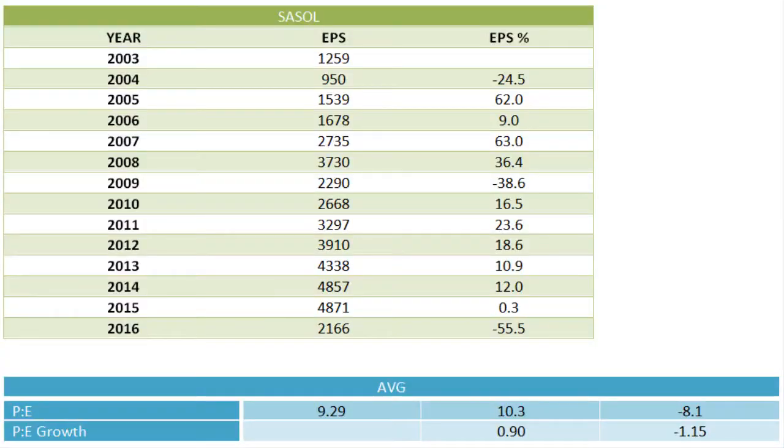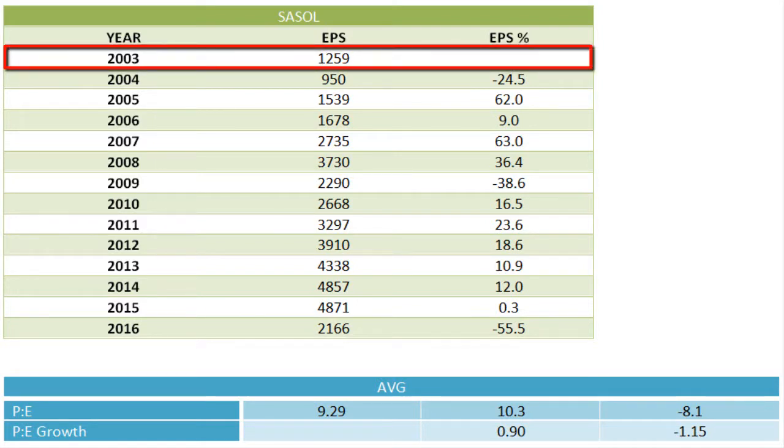The best way to look at this is to consider an example. Our first example is Sasol. And here you can see I've built a spreadsheet which shows the last 13 or 14 years of Sasol's earnings per share. And the earnings per share is obviously the profits divided by the number of shares which Sasol had in issue at the time. So you can see that I've got figures here from 2003 right up to last year, 2016. So that's 14 years. You can see that in the first year, 2003, the earnings per share were 1,259 cents, or 12 Rand 59 per share.